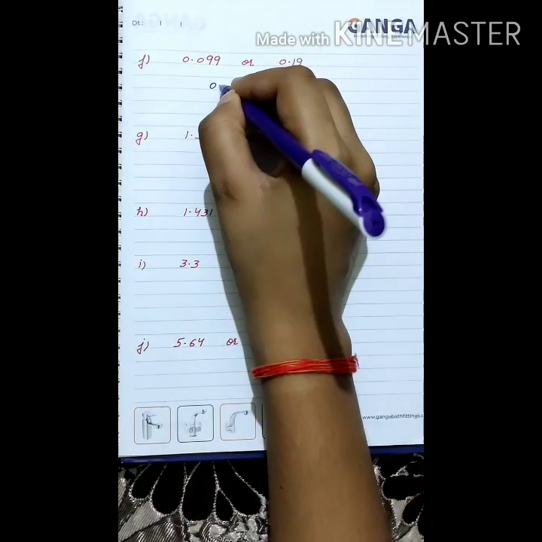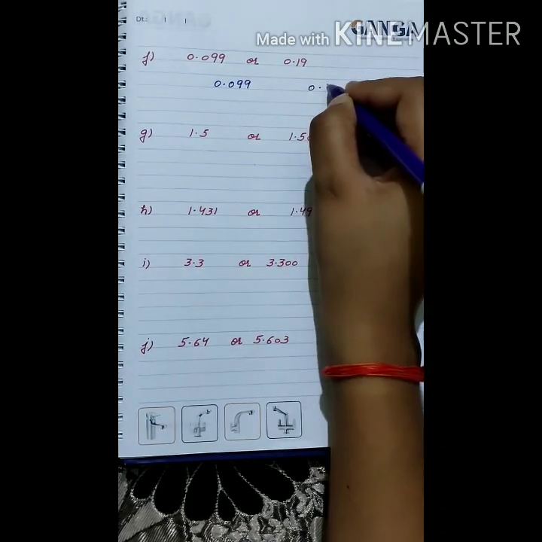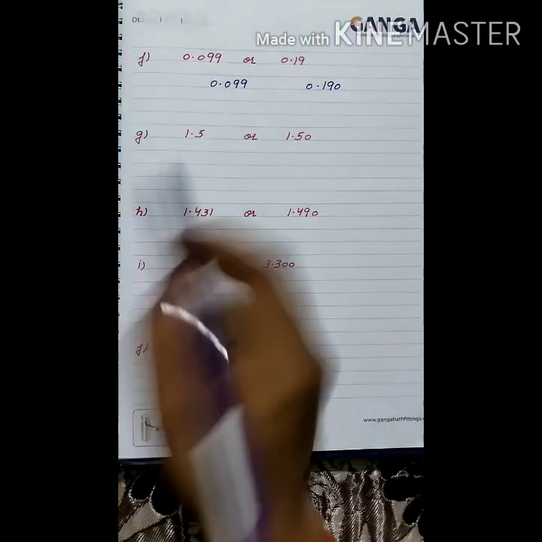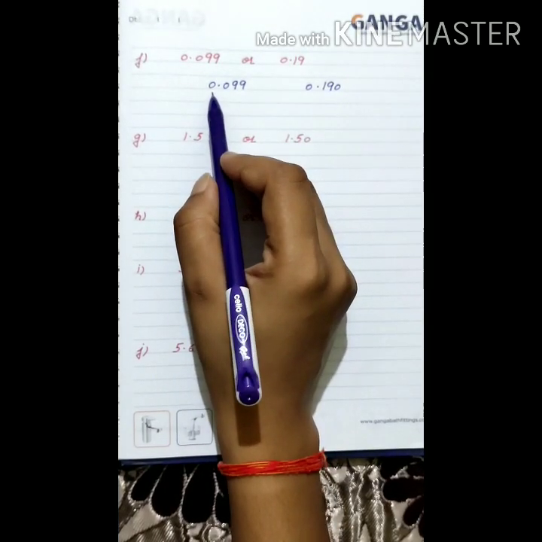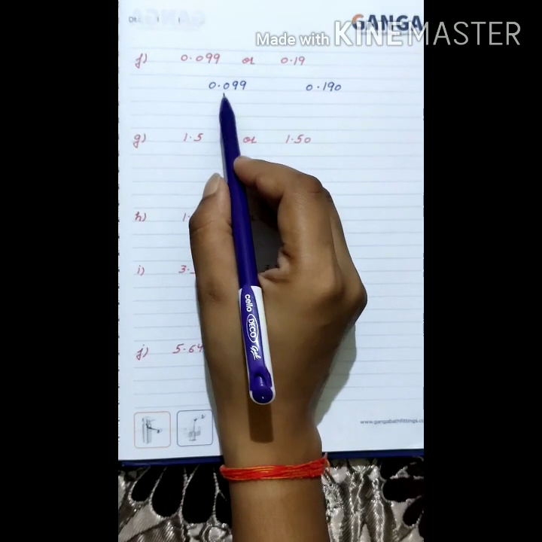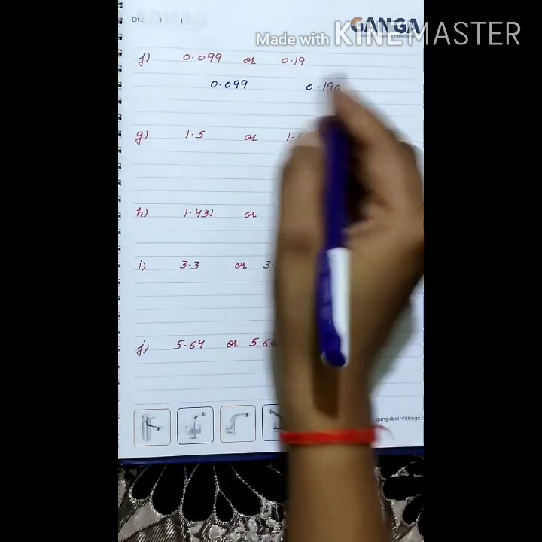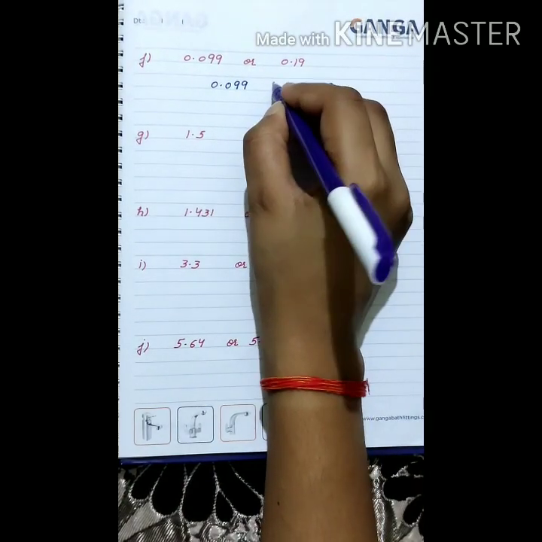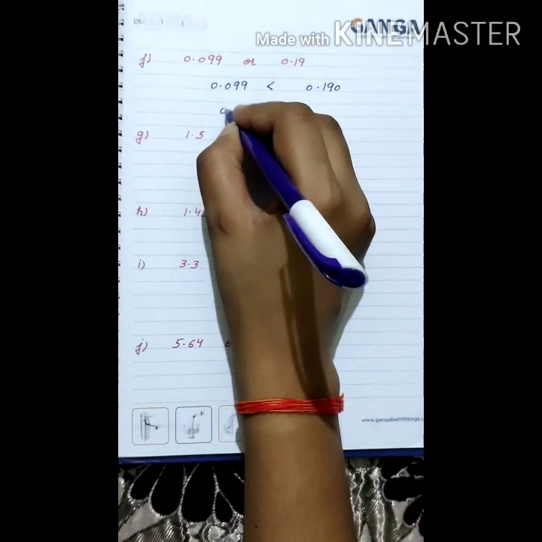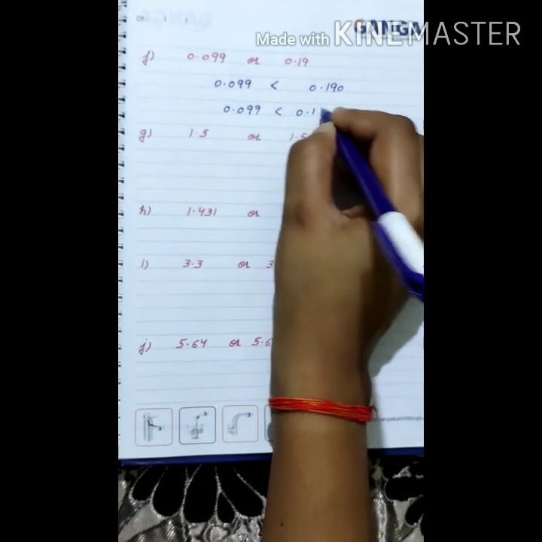F part, 0.099 or 0.19. Firstly, we will convert it into like decimals. For this, we will add 0 in 0.19. Now, both are like decimals. Firstly, we will compare the whole part. In both decimal numbers, whole parts are equal. So, we will compare the 10th part. Here we have 0 as the 10th part and here we have 1. And we know that 1 is greater than 0. That means 0.099 is less than 0.190, or we can say that 0.099 is less than 0.19.